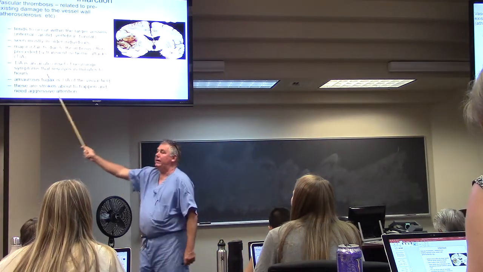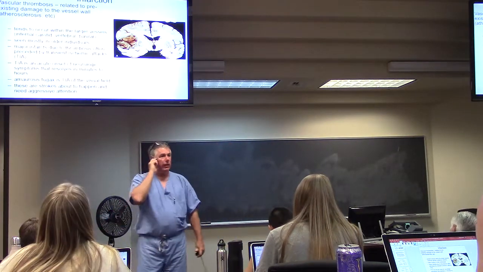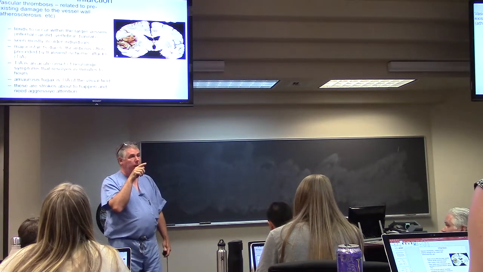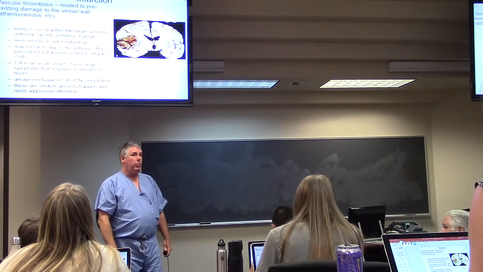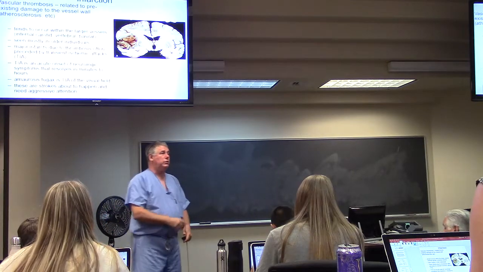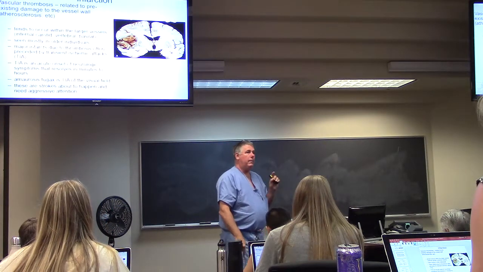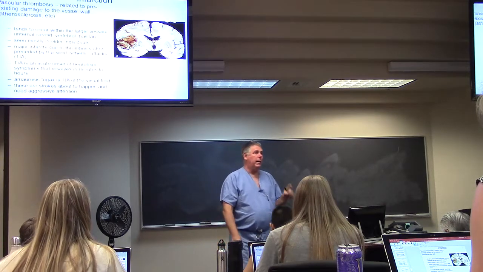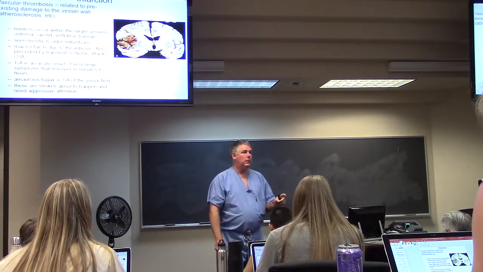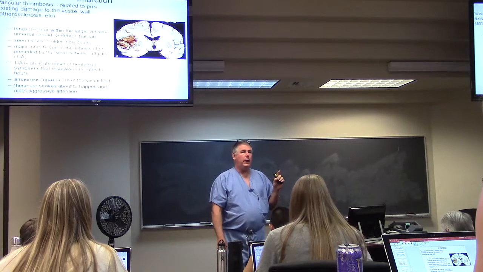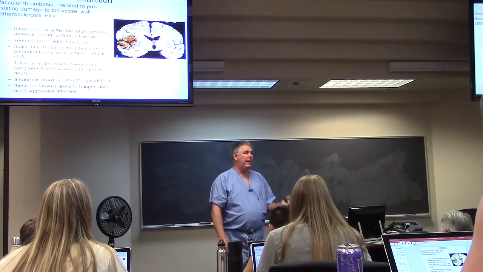Some people have TIAs that will get launched down in the ophthalmic artery, the retinal artery, and they'll go blind in one eye temporarily. That's called amaurosis fugax. Temporary blindness in one eye is amaurosis fugax. It is due to a TIA.